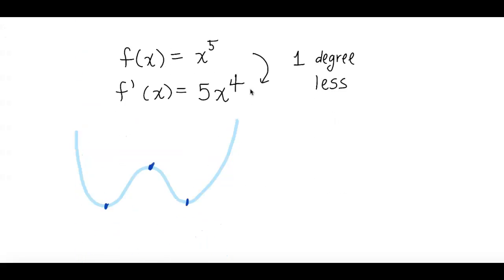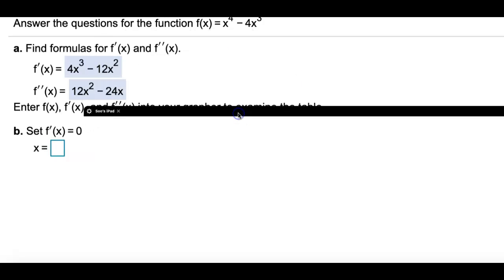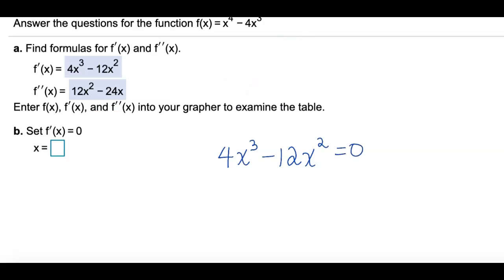So these were the problems that we did before. Okay, so here, let me set the first derivative equal to 0. 4x cubed minus 12x squared equals 0. I am trying to find the critical values. I'm going to factor out 4x squared from both of them. I'll get x minus 3 equals 0, because 4x squared is the greatest common factor.